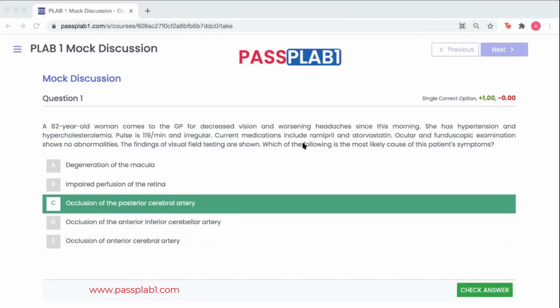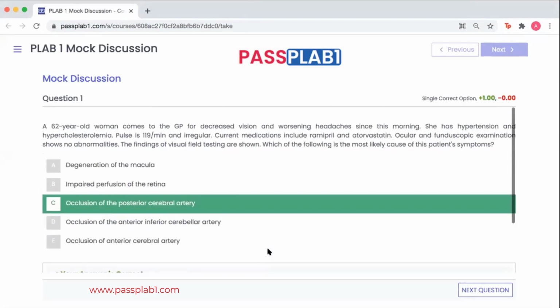So decreased vision, worsening headaches, background of hypertension and hypercholesterolemia. The pulse is 119. I don't know, would it be better to just go through the answers, because you've already tried it, so you already know what you've replied to? But if you have any concerns or questions, just ask along the way.